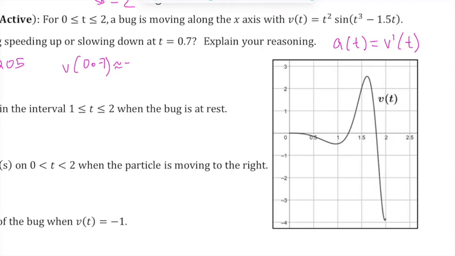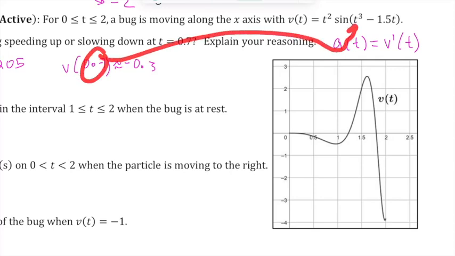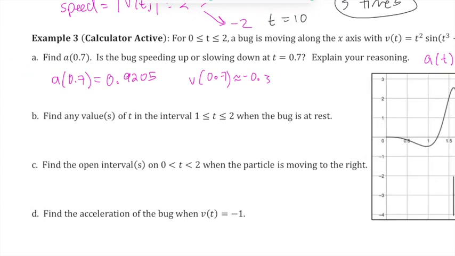about negative 0.3-ish. And again, we could technically find it if you just plug in 0.7 into here, here, and here. But we just need to see if it's positive or negative. So it is negative. So the velocity and the acceleration have different signs. I'm sorry, the same sign because they're both negative. So we say the bug is speeding up. And it's speeding up because both values are negative.